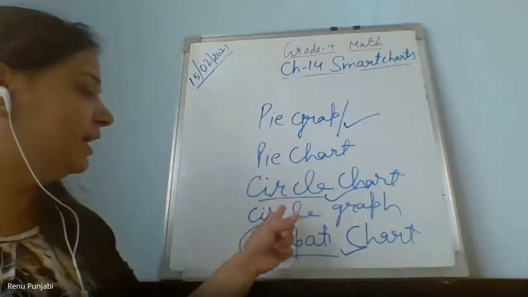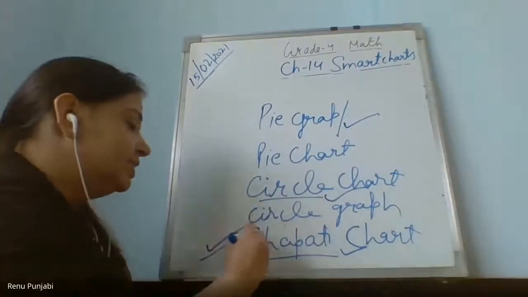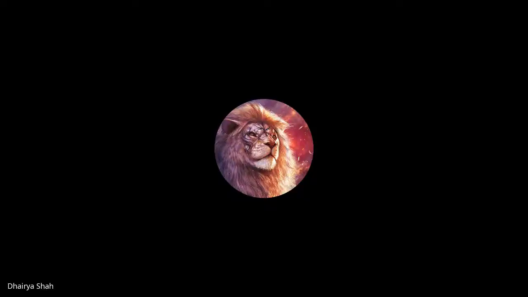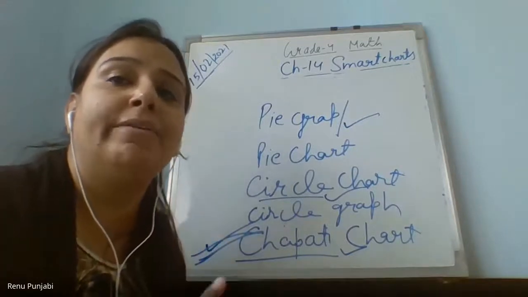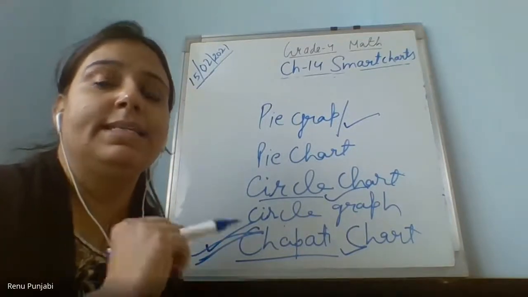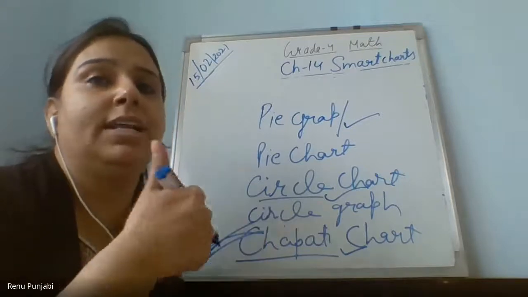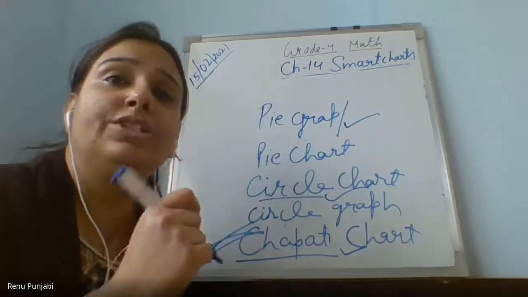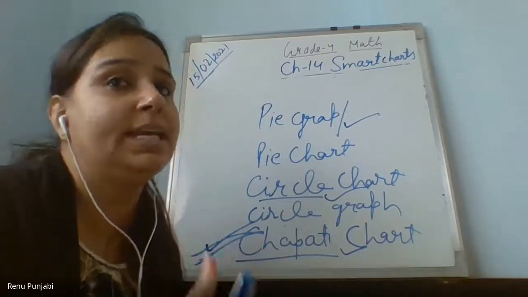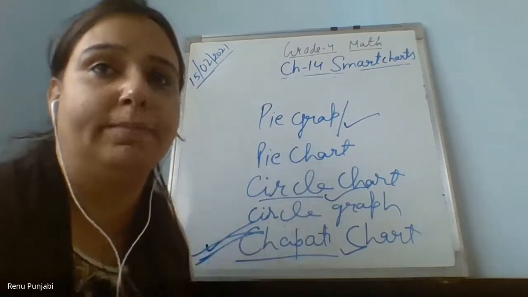No, the other name is chapati chart, which is used in your NCERT book. I want that this answer should be known by everyone. What is the other name of pie chart? The other name of pie chart is chapati chart. Why this is called chapati chart? Because chapati is also in circular shape. Am I clear to you all?